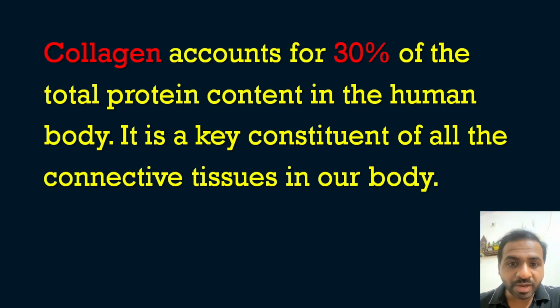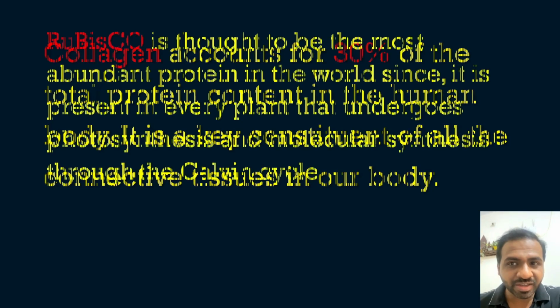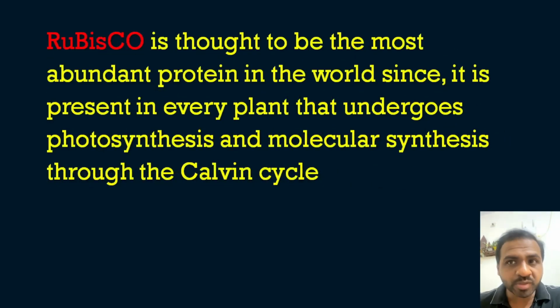Then which is the most abundant protein in the world, on the earth? That is rubisco. So rubisco is thought to be the most abundant protein in the world, since it is present in every plant that undergoes photosynthesis and carbon fixation through the Calvin cycle. This Calvin cycle and all, you know from the biology classes. So in the human body, collagen; in the world, that is rubisco. So two pieces of information you are getting out of this question.